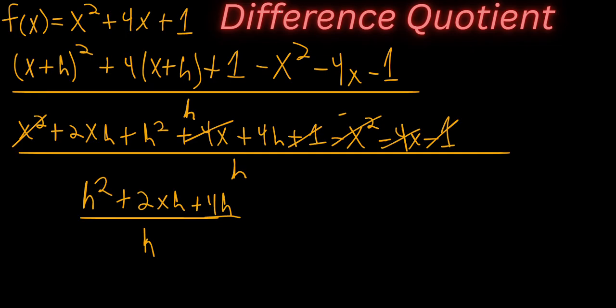Okay, so all of that is to say, now that we have h squared plus 2xh plus 4h divided by h, well, we end up with 2x plus h plus 4. That is our final answer.